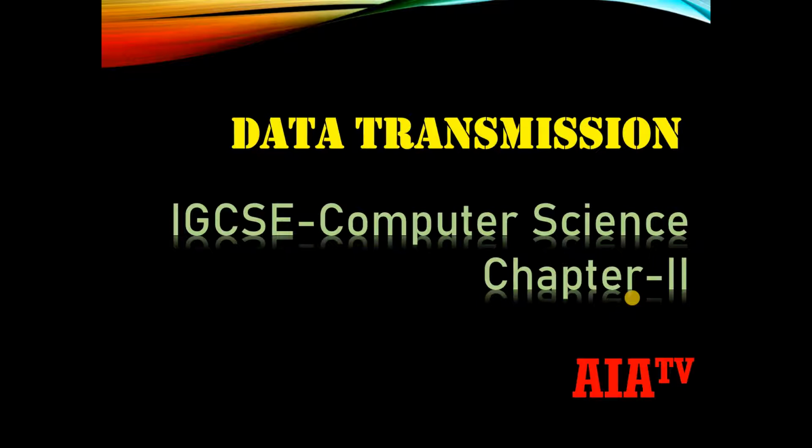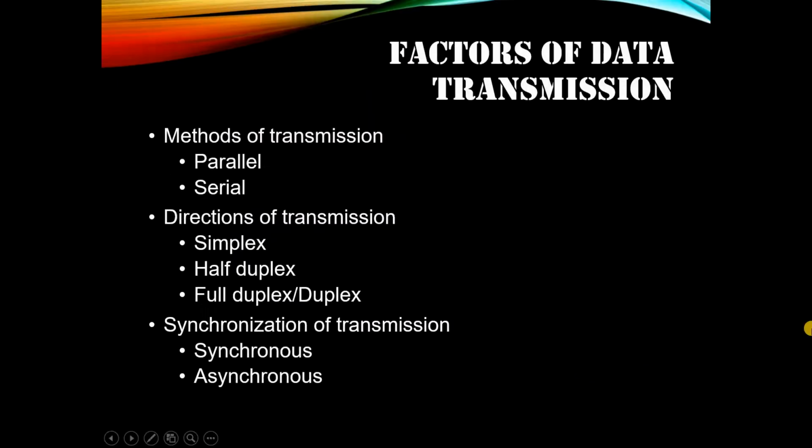In this video session, we are going to learn data transmission, which is chapter 2 in computer science, IGCSE. In this chapter, we are going to cover methods of transmission, which are parallel and serial. That means how many bits are going to be transmitted. That is the methods of transmission.